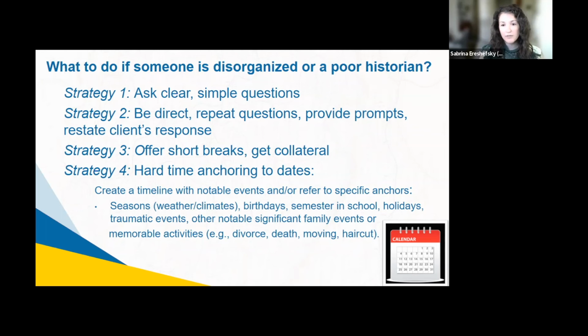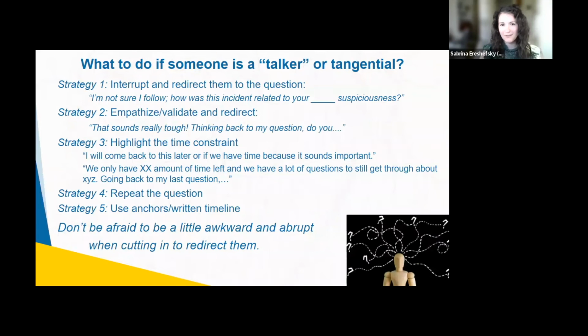If they're really disorganized, offering short breaks can help individuals stay focused for shorter periods of time. And if they have a hard time, really try to use some of those anchoring dates on a timeline. And so here we have some other examples of what those could be. What if someone is a talker, tangential?